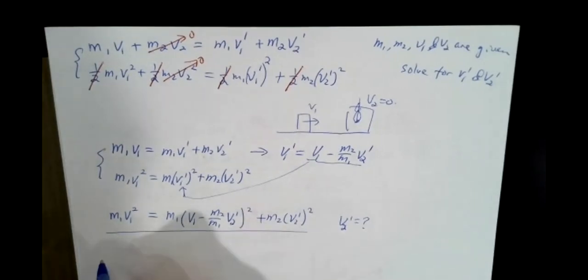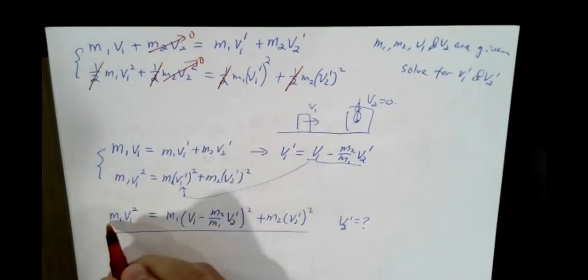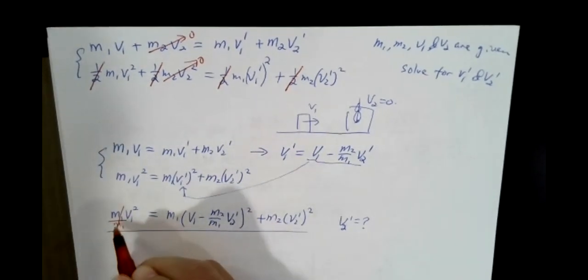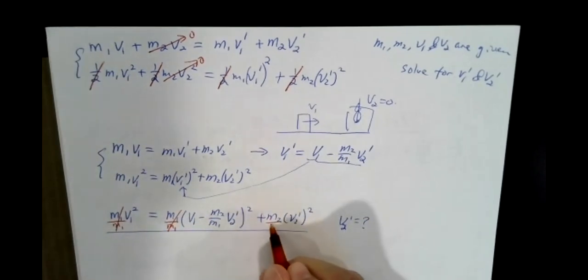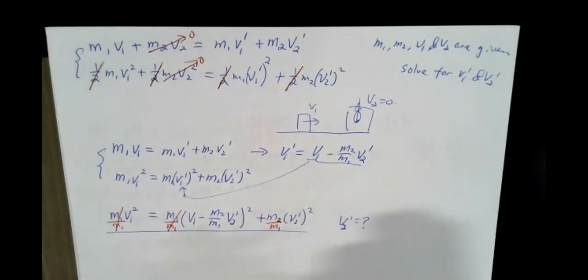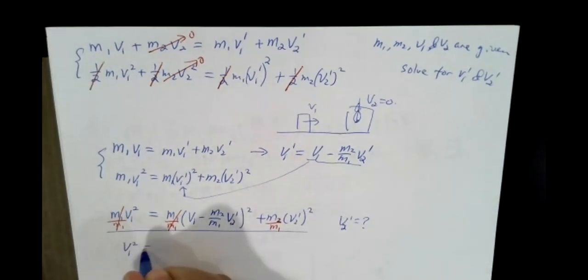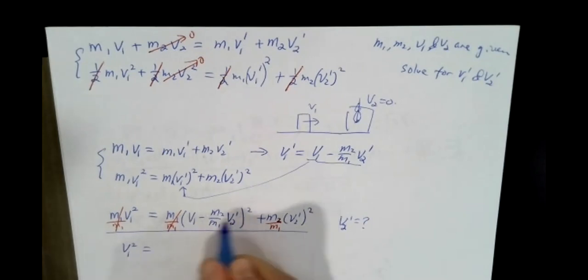I'm going to divide everything by m1. Okay, so divide this by m1, get rid of m1 there, and then this one divide by m1, get rid of that guy. But this one you have m1, m2 over m1, okay? So v1 square equals 2. Now you just square the parenthesis here.